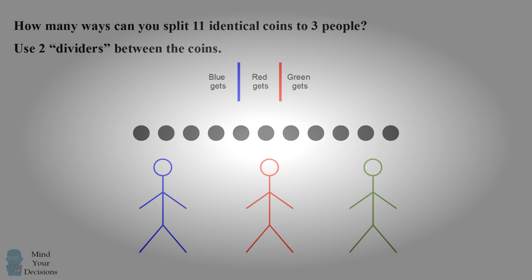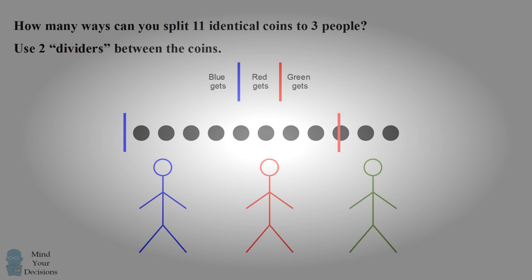gets. So if I place the dividers in the following positions, there are 3 coins to the left of the blue divider that go to blue. There are 6 coins in between the dividers, that's how many red gets. And there are 2 coins to the right of the red divider which go to green. We can change the positions of these dividers. If I move the blue divider over, now blue is getting 5 coins, red is getting 4 coins, and green is getting 2 coins. I can change the positions again.